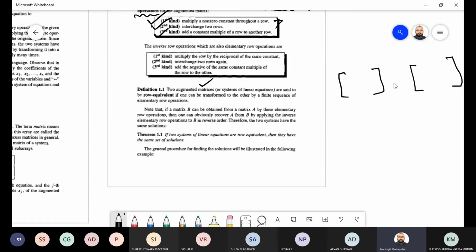Now, two augmented matrices are said to be row equivalent if one can be transformed to the other by a finite sequence of elementary row operations. For example, here you have 2 2 4, and here you have another.